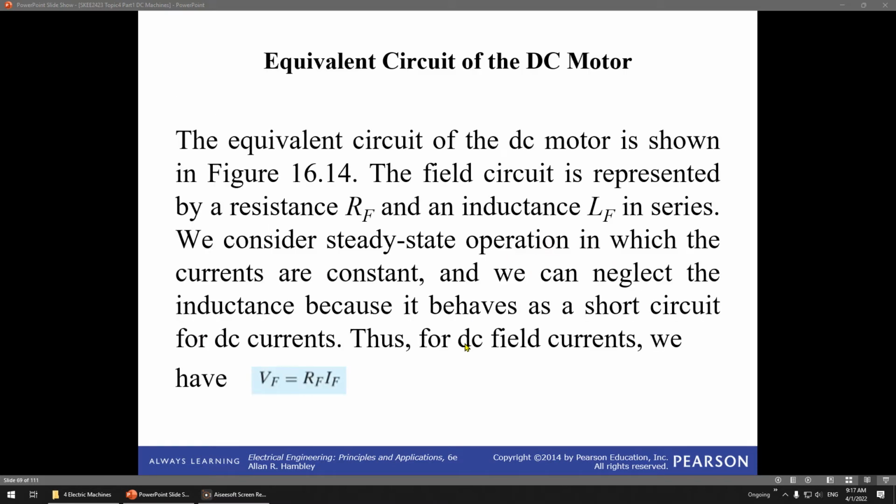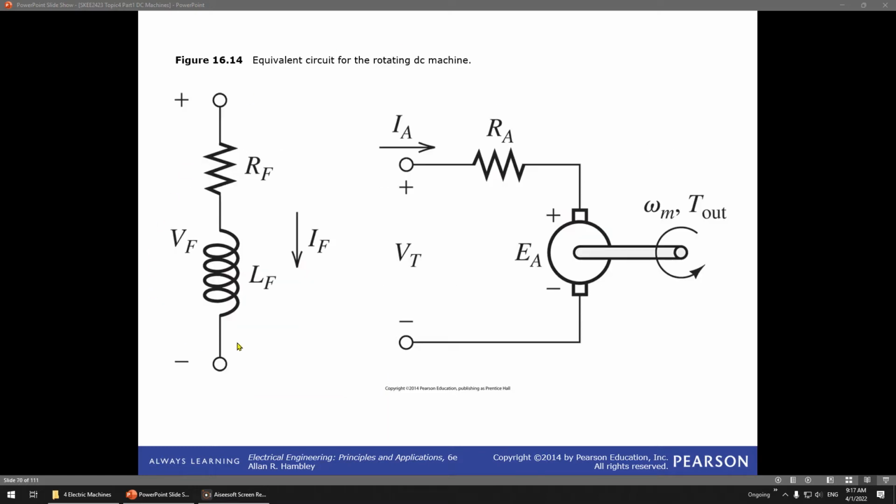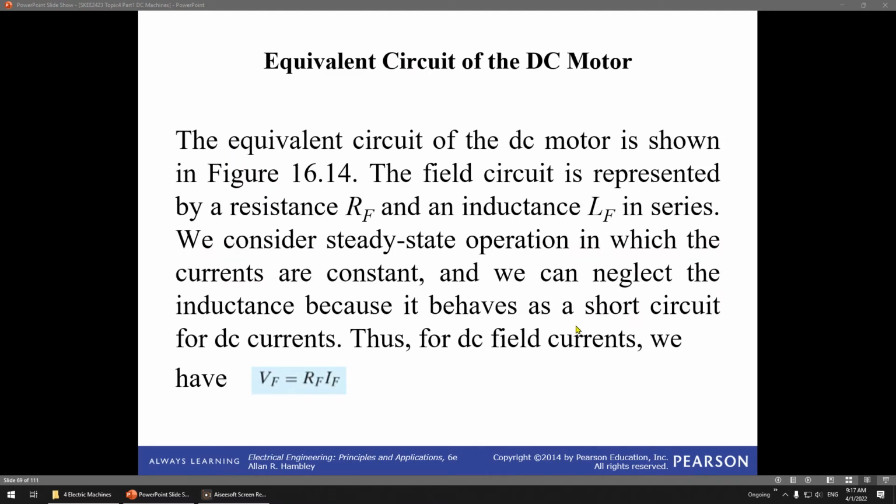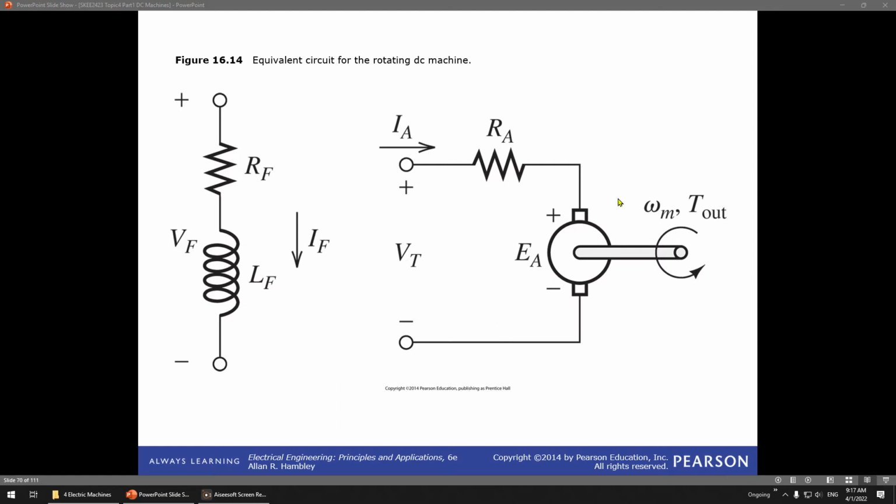So we consider steady state operation in which the currents are constant, and we can neglect the inductance because it behaves as a short circuit for DC current. Thus, for the DC field current we have VF equals RF IF. So what it means is that when it is DC, the inductor acts as a short circuit. There's no function here, so for the field circuit you only have RF. Make sure you understand this circuit.